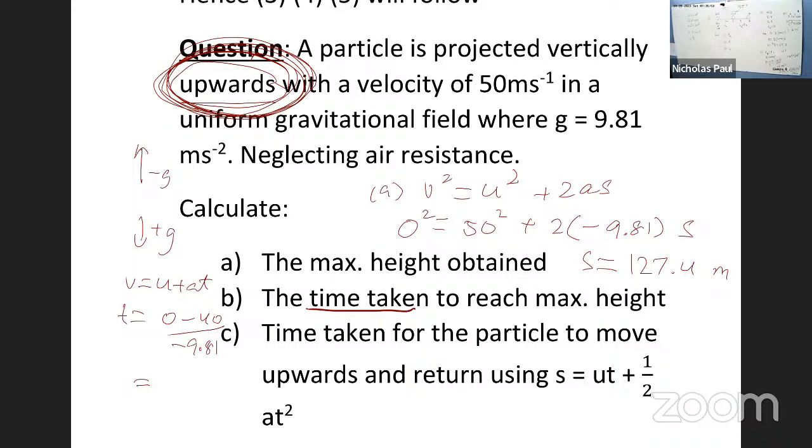What's the next option? Part C. The question told you to use s is equal to ut plus a half at squared, but there's a next option. Work it out and see. So what is part B again? The answer, yeah, 5.09, 5.1. Right. Work out part C and tell me what you think is the second option.